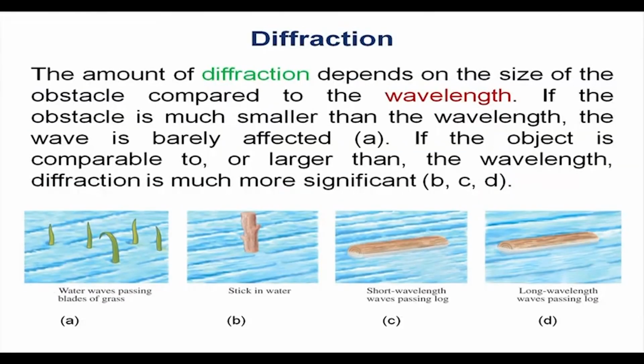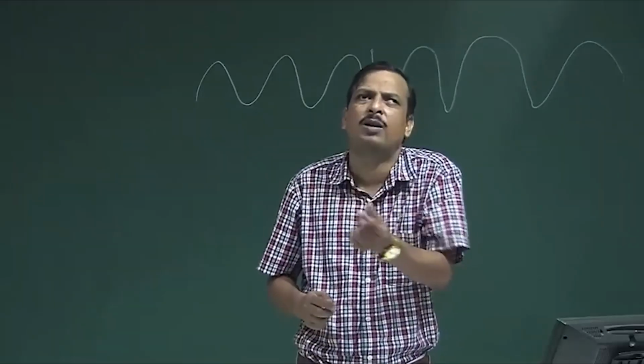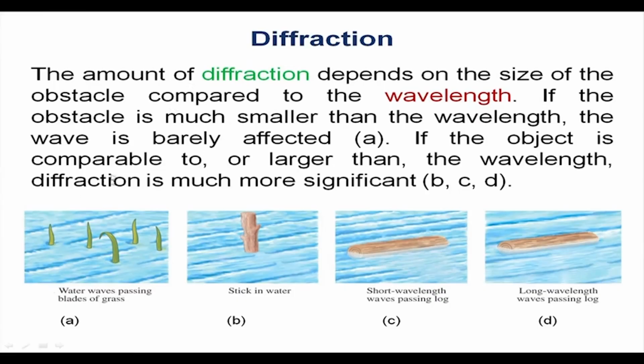So how does diffraction depend? Diffraction depends on the size of the obstacle. If the size of the obstacle compared to the wavelength is very small or negligible, then there is no diffraction. If you see picture A, there is no diffraction at all, because the length of the obstacle is very small compared to the wavelength. So that is why diffraction does not happen. Now, if the length of the obstacle is larger, then the diffraction will be larger. So that is called sound diffraction.